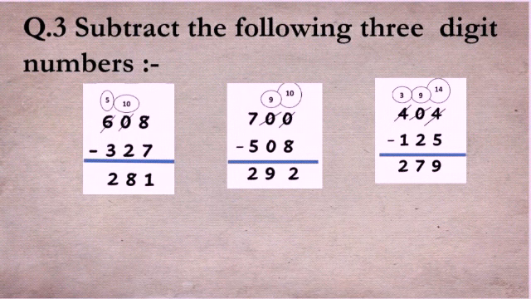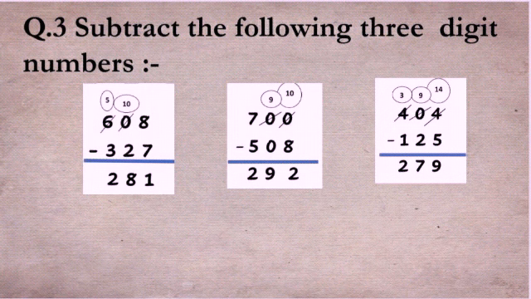In question number 3, subtract the following 3-digit numbers. Here the numbers are of 3 digits, so we have to subtract the 3-digit numbers. First of all, you have to arrange them in columns. Then you have to subtract. So in the first question, 608 minus 327.